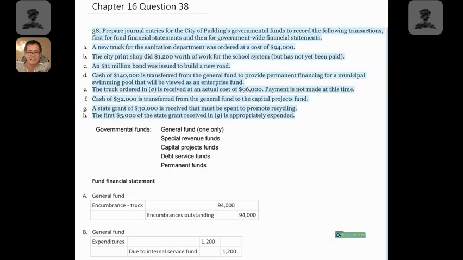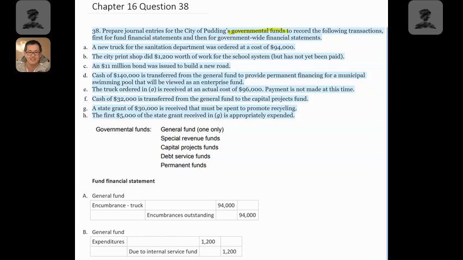Question 38. Prepare journal entries for the City of Pudding's governmental funds to record the following transactions. First for the fund financial statements, then for the government-wide financial statements. So let's prepare journal entries for the fund financial statements. This is for governmental funds.